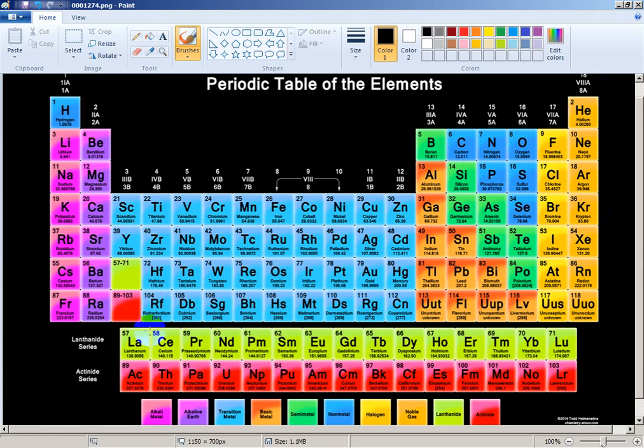Look at the bottom, beneath the periodic table, there are another two rows. The first, atomic numbers 57 to 71, is called the lanthanide series. The other, atomic numbers 89 to 103, is the actinide group.